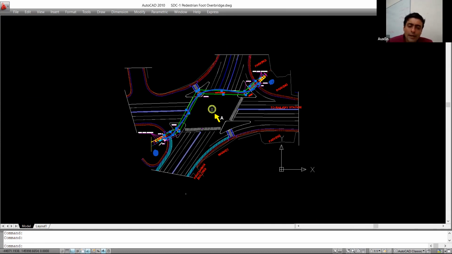Why did they not plan like this? They could have planned a straight line. Why did they plan it in this way? Why not the blue alignment, the straight line?